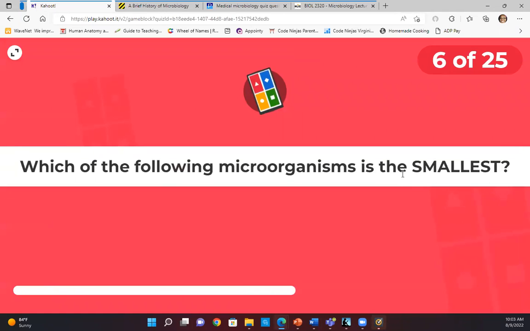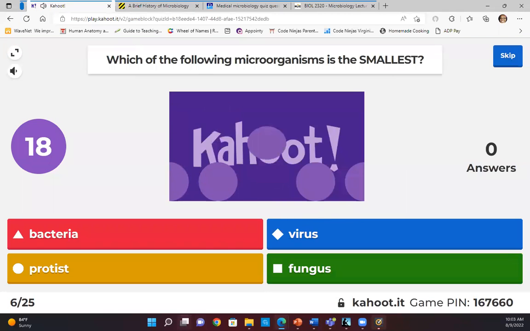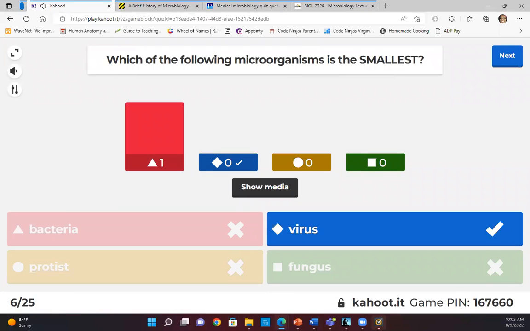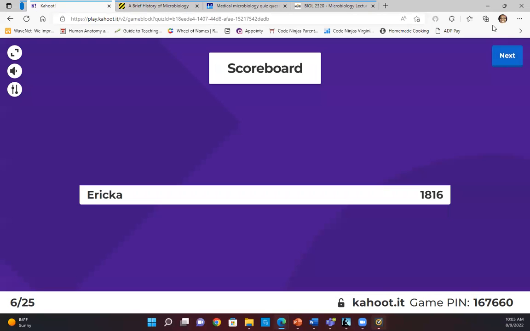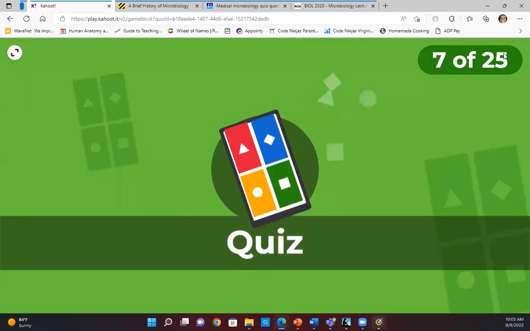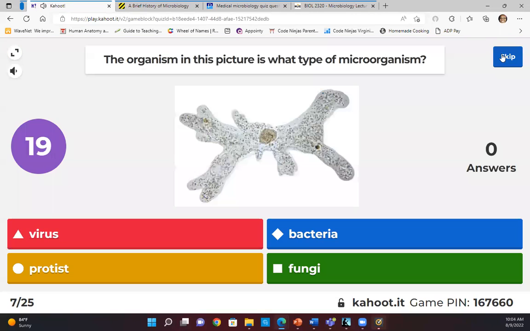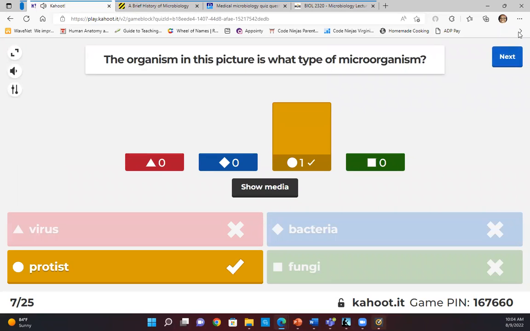Question 6. Which of the following microorganisms is the smallest? Bacteria, virus, protist, or fungi? Okay, so the virus is actually the smallest. And remember, the virus is a non-living substance. Question 7. The organism in this picture is what type of microorganism? Is it a virus, a bacteria, a protist, or a fungi? It is a protist. Okay, very good.